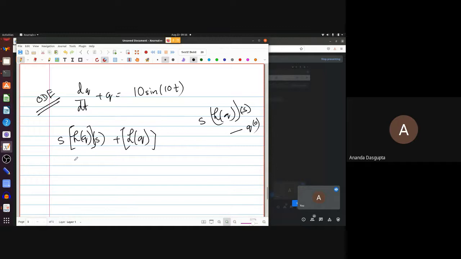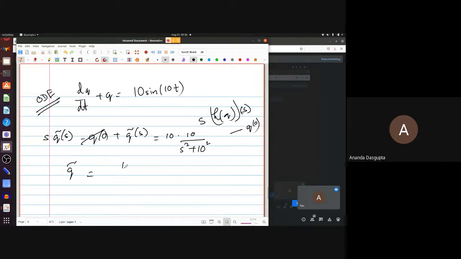You can try using some other notation, like q tilde for Lq, so it might be less cumbersome to write. S times q tilde of S minus q of 0, of course, but q of 0 is 0, so it's not there. Plus q tilde of S is 10 times the Laplace transform of sin 10t, and that's 10 times 10 by S squared plus 10 squared. So q tilde simply becomes 100 by (S squared plus 100) into (S plus 1).